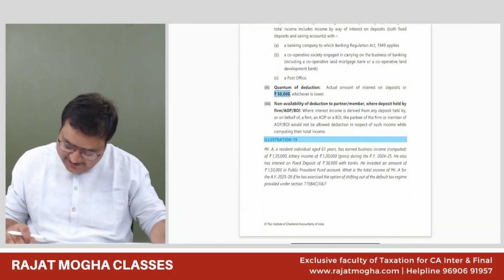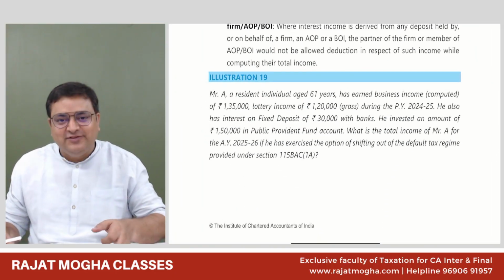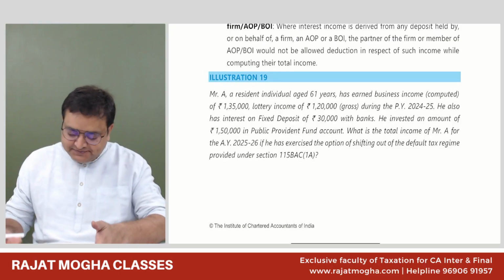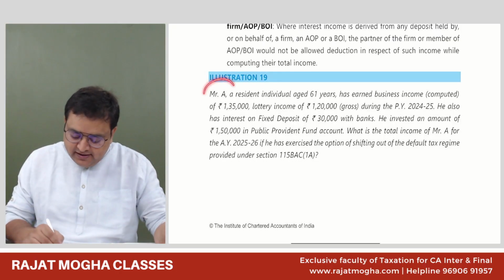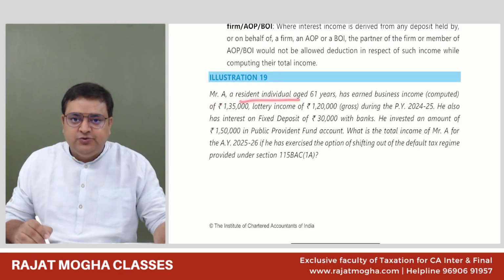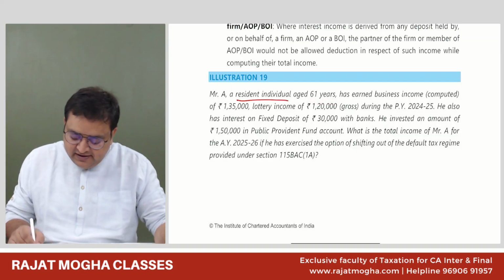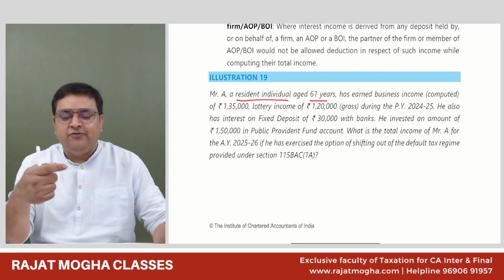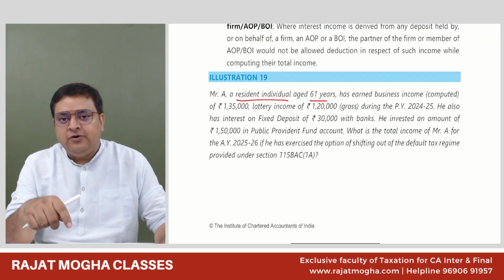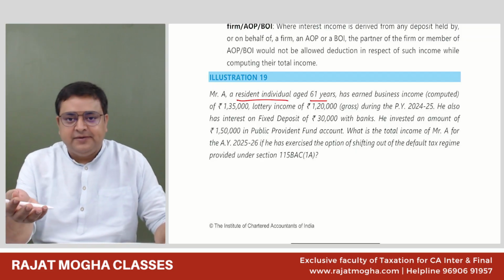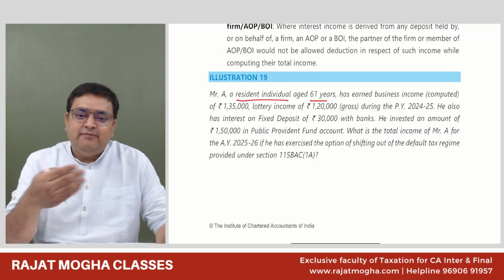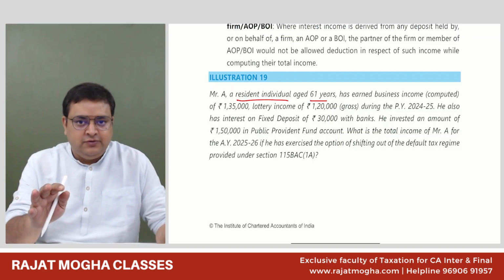Let us quickly do one question on that as well. Mr. A is a resident individual, age 61 years. Please tell me for him, 80TTA would be there or 80TTB? TTB. So can he claim both of them simultaneously? No, no, no.